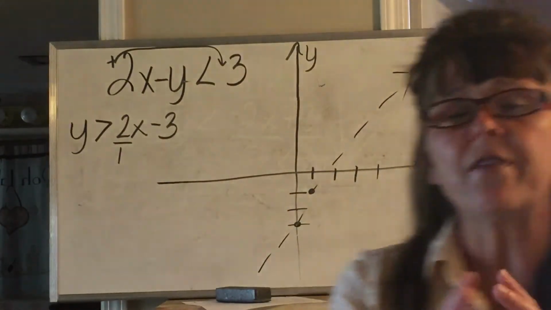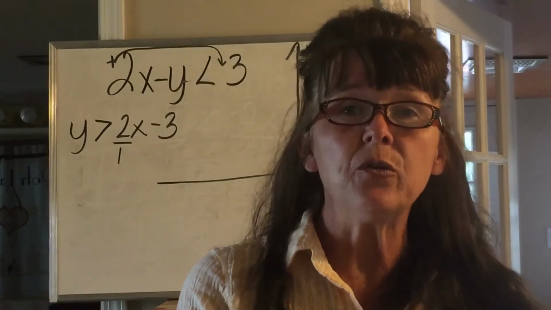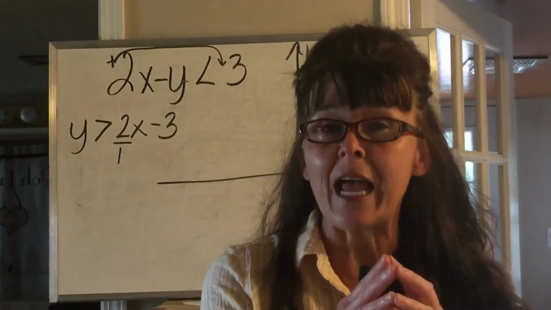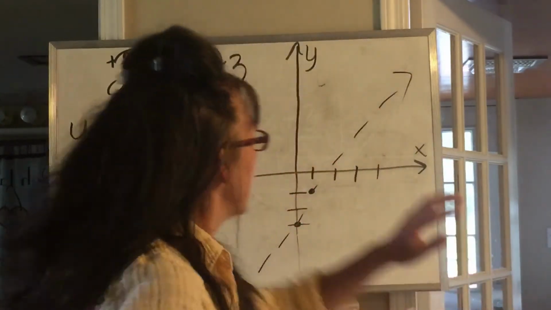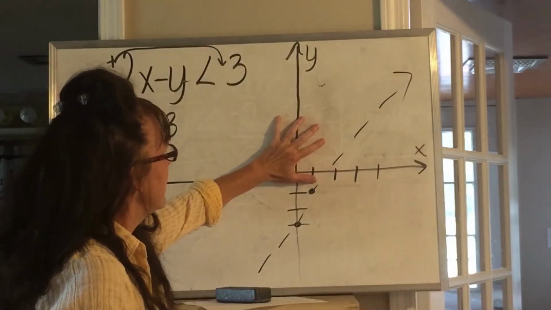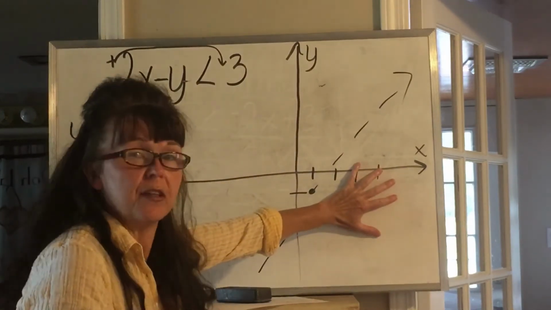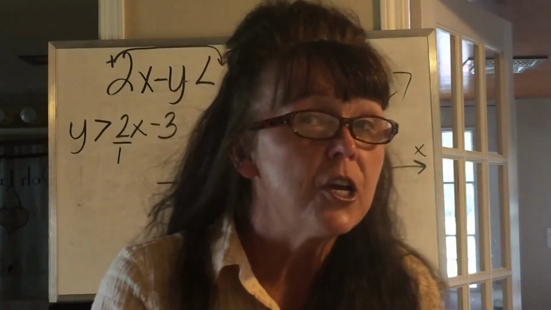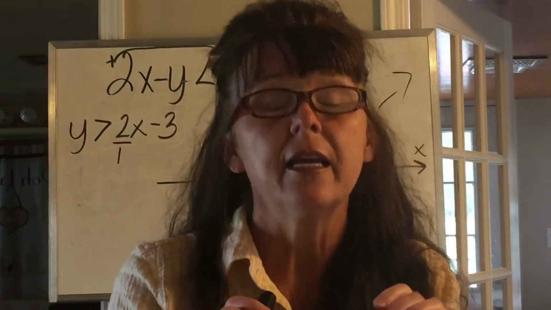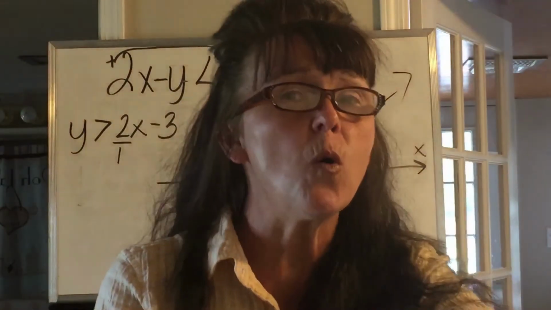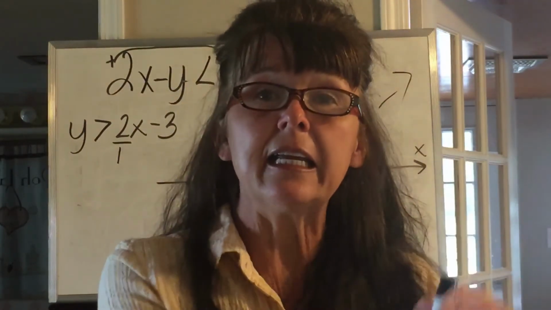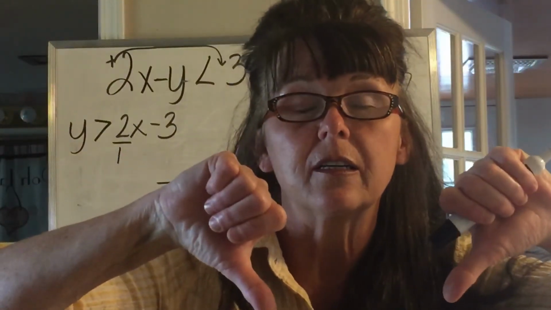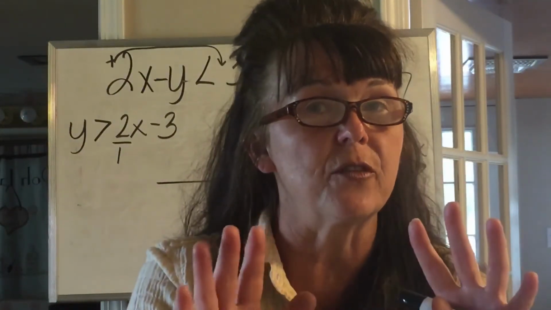Now, so all of that stuff we pretty much already knew. This is the new part. The new part is we have to shade. And you either shade above the line or below the line. And in order to know which one to shade, you have to do a test point. In other words, you're picking a point and you're testing to see, does it work or does it not work? Okay, so I'm going to try to slow down for this part.